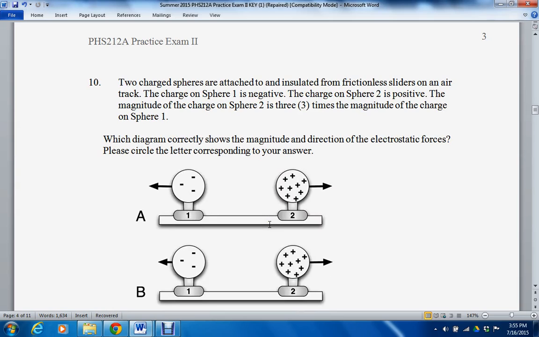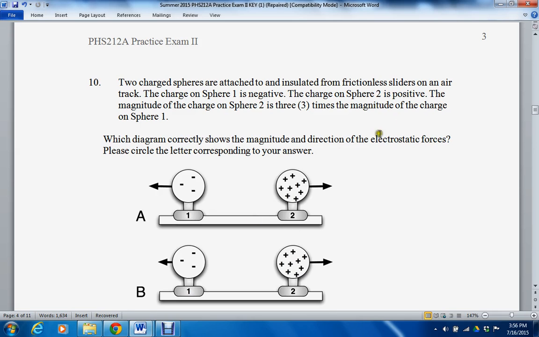Okay, this is a conceptual question. Two charged spheres are attached and insulated from frictionless sliders on an air track. The charge on sphere 1 is negative, the charge on sphere 2 is positive. The magnitude of the charge on sphere 2 is 3 times the magnitude of the charge on sphere 1.